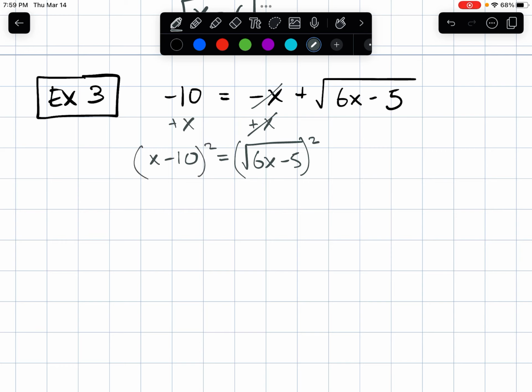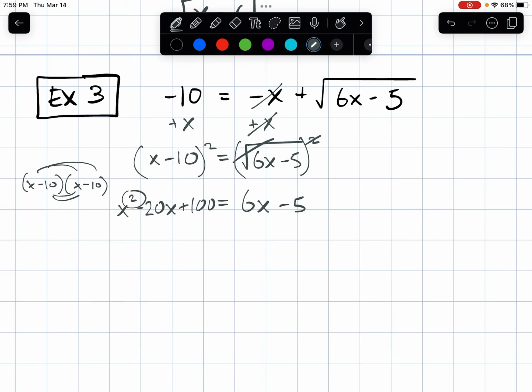So now that I have my square root isolated, we're going to go ahead and undo it by squaring both sides. We see that the square and the square root undo each other, so I'm just left with 6x minus 5 on the right. On the left, again, remember, this is really x minus 10 times another x minus 10. All right, so once I FOIL everything, we're going to end up with x squared minus 20x plus 100. I can then set this equal to 0. We have a quadratic, so I'm going to try to set equal to 0 and then factor.